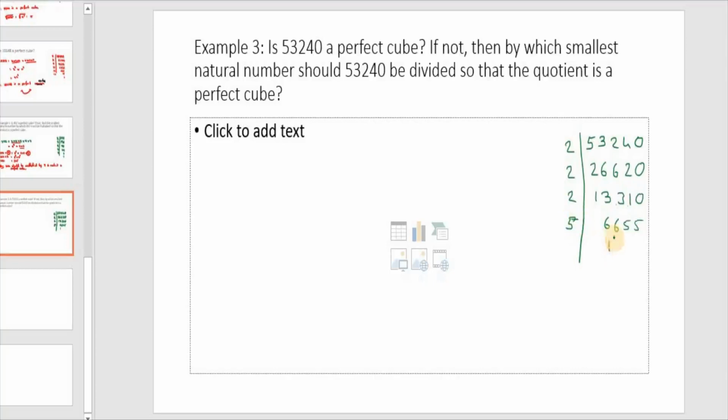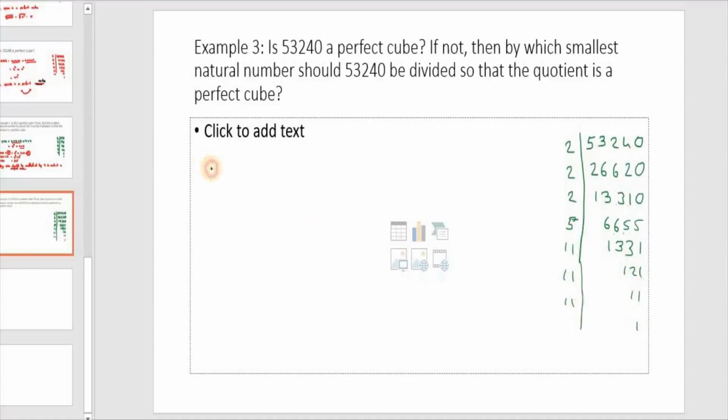5 1s are 5, carry over 1 there, 16. 5 3s are 15, carry over 1 there. We have 15. 5 3s are 15 and 5 1s are 5. 1331 we know. 1331 is divisible by 11. So 11 121s are, 11 11s are and 11 1s are.